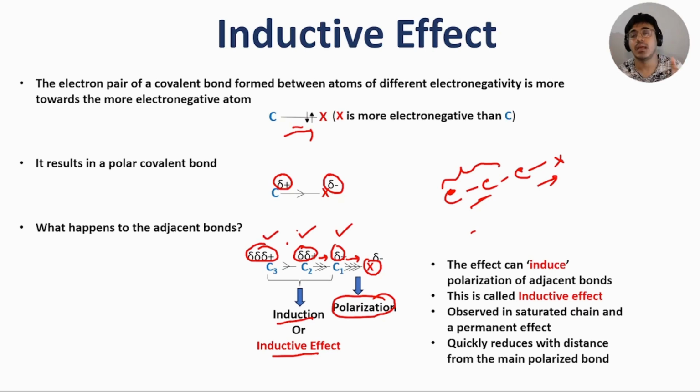You can understand the effect is reducing along the chain, meaning the farther we go from the polarized bond, the more the effect reduces. So it reduces quickly with distance from the main polarized bond, right? So this is the concept of inductive effect.